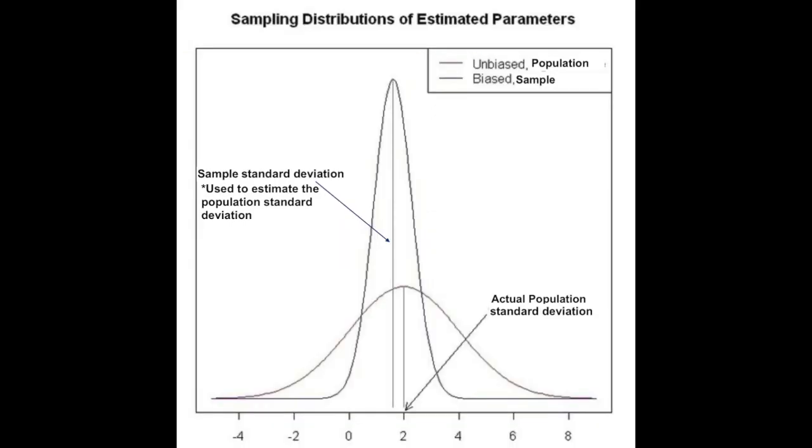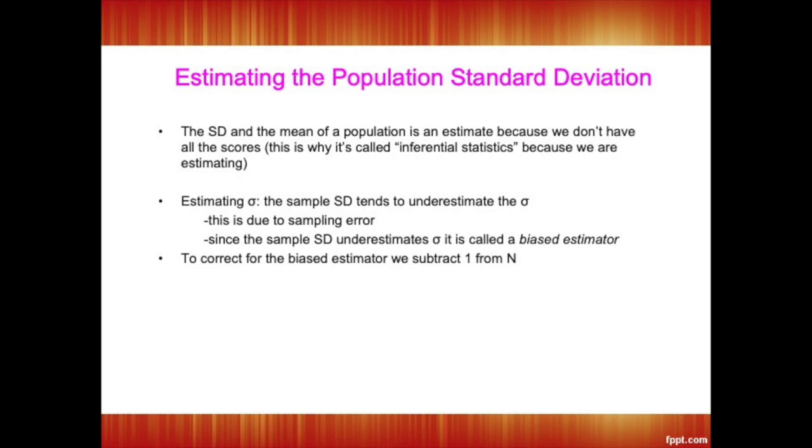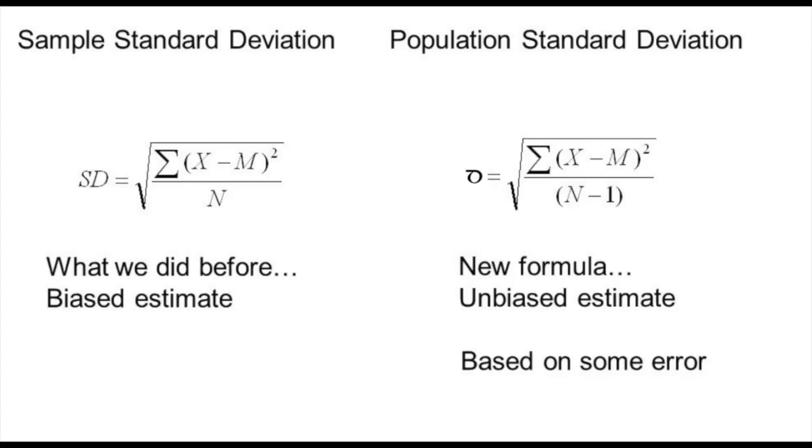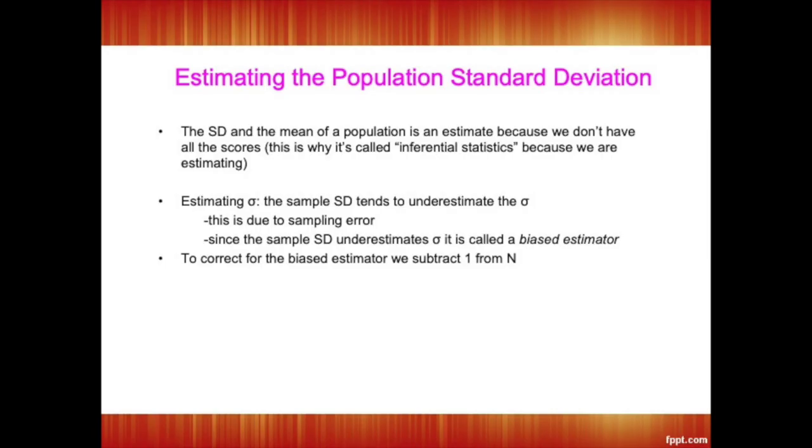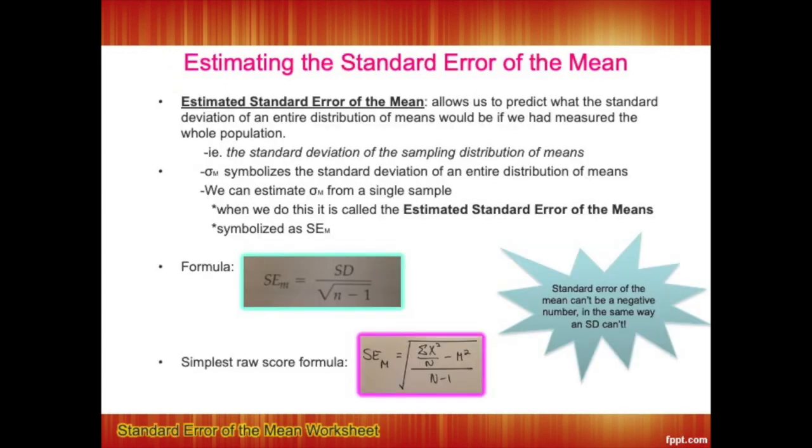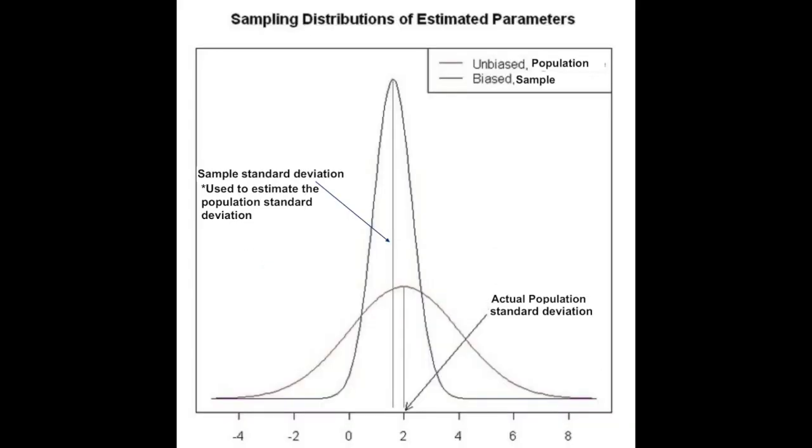So since the sample standard deviation underestimates the population standard deviation, it is called a biased estimator. And so to correct for this biased estimator, we just subtract 1 from n, and you'll see that in the majority of the formulas going forward. And so it's, again, just to correct for the idea that there's going to be less variability in the sample than the population just because we have fewer people. So that's what that means when you see it in the formulas. And here are the formulas. So there you see the n minus 1, and that is to correct for that biased estimator between the sample standard deviation and the population standard deviation.